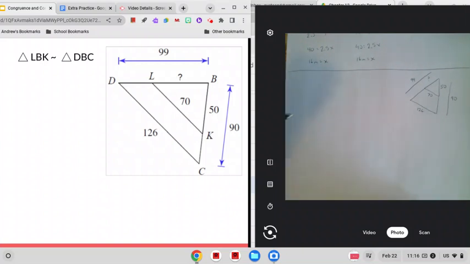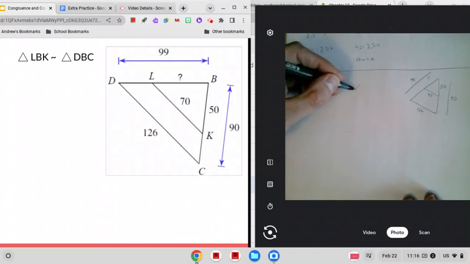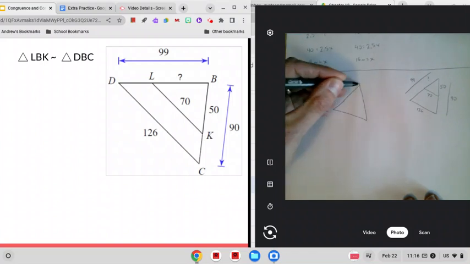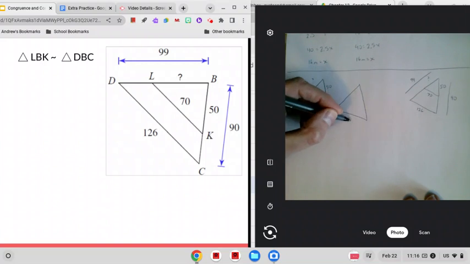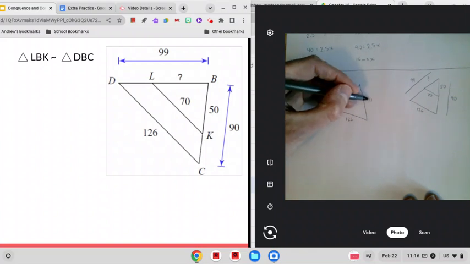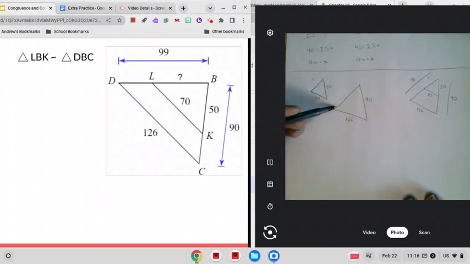I'm going to redraw these triangles. So I'm going to draw the small triangle, and I'm going to draw the big triangle. You do not have to do this, but I'm going to, because I find it helpful for me. Let's see, this side here is 90. I find it helpful to organize all the numbers. There's lots of numbers and lots of lines on that picture. So which number goes where, and then I find it easier to set up my relationships, to set up the proportion.